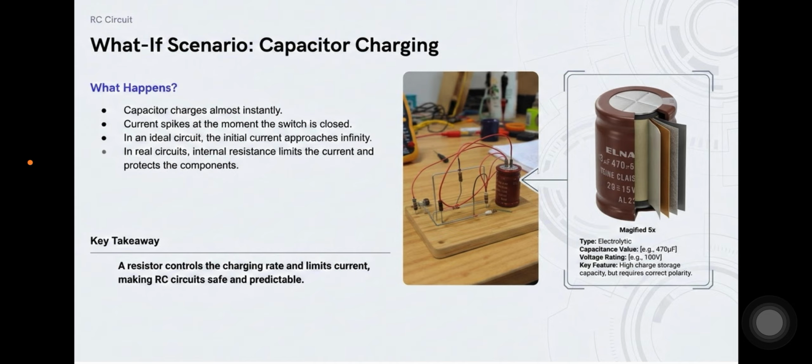The key takeaway: a resistor controls the charging rate and limits current, making RC circuits safe and predictable.